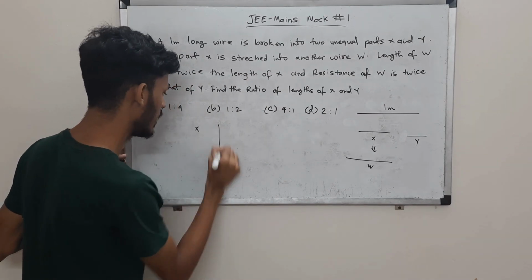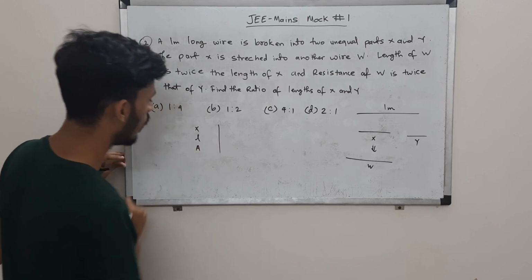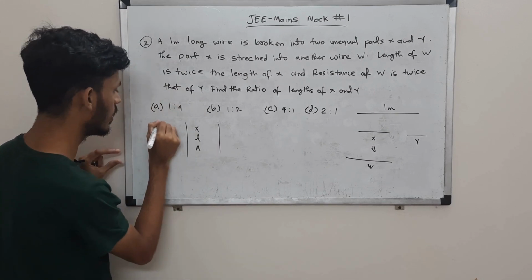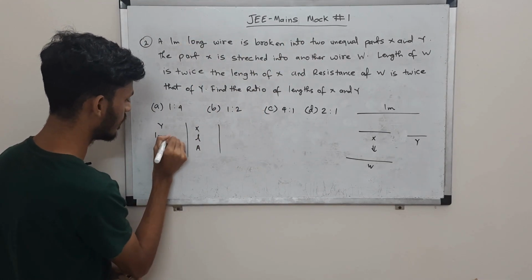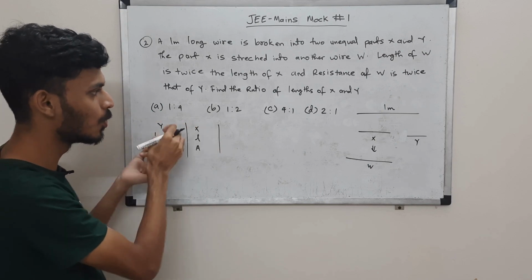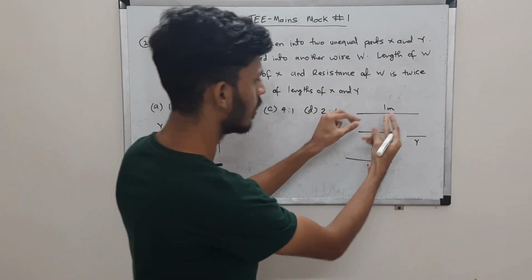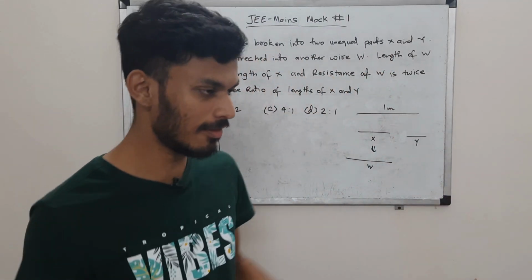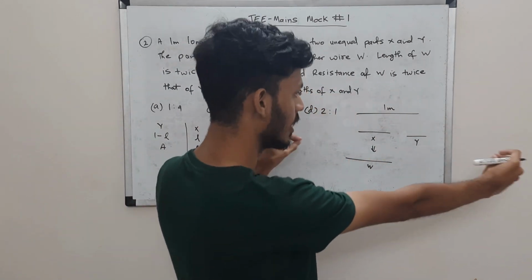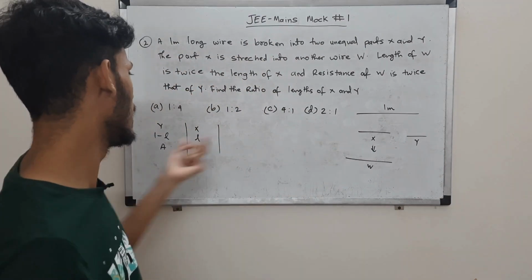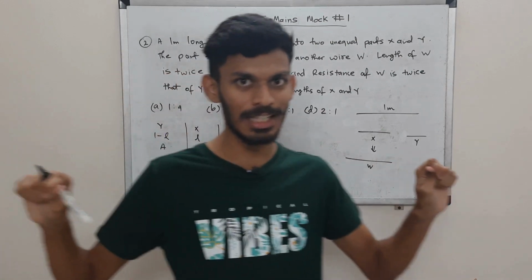Okay, so basically let's assume that the length of x is L and the area of x is A. Y similarly will have some unequal length, and since the wire is 1 meter long, it will be 1 minus L, right? So when you add these two, you'll get 1 meter. And the area will be the same. When you cut a 1 meter long wire or any wire, the area does not change, right? The two wires may have different lengths or may not, but the area won't change. So when you cut it, the area won't change, but when you stretch it, the area will change.